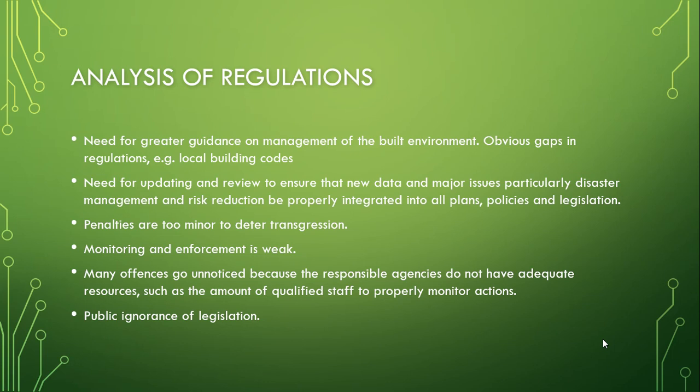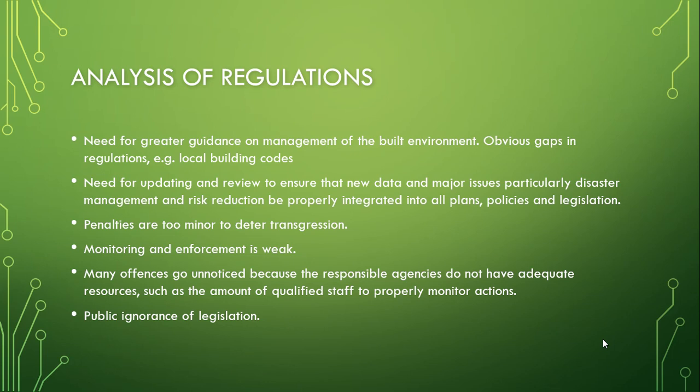So let's look briefly at an analysis of these various laws and regulations. What exactly is its status? How well is it working? There is an obvious need for greater guidance on management of the built environment. There are a number of obvious gaps in regulations, as I mentioned before, the absence of local building codes. There's a need for updating and review of much of these laws and policies to ensure that new data and major issues, particularly disaster management issues and risk reduction, are properly addressed in these various plans, policies, and legislations. Because currently many of these laws and policies that exist today are out of date, and they need to be updated.